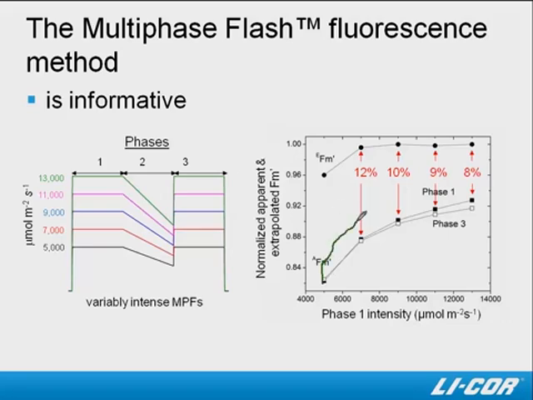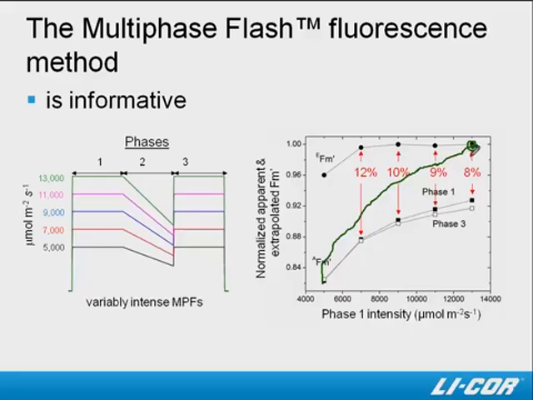So if the apparent values do something like this, I'm trying to draw them hyperbolic, but they come together up here at the extrapolated values, then what that would mean is that the apparent value obtained at this intensity setting of 13,000 is an accurate measurement of true FM prime. But like I said, I've only seen that once.